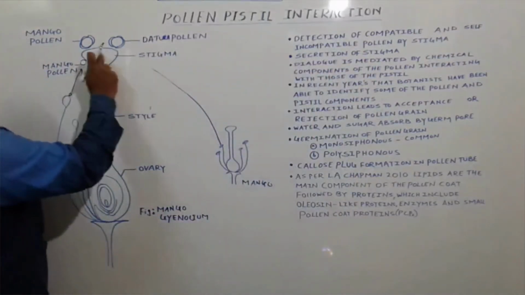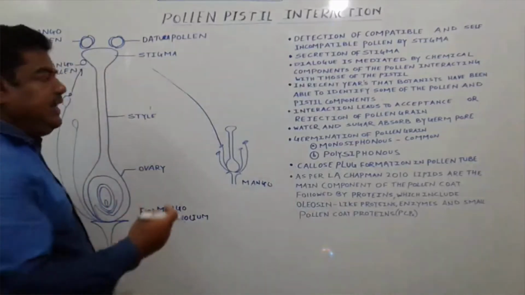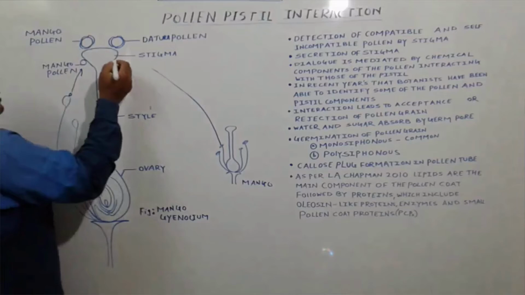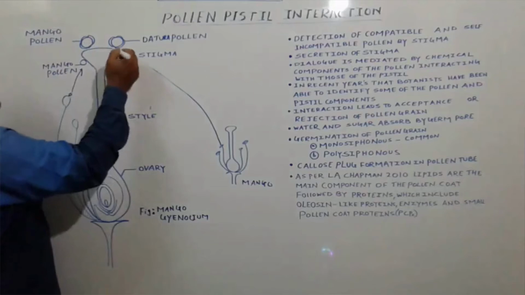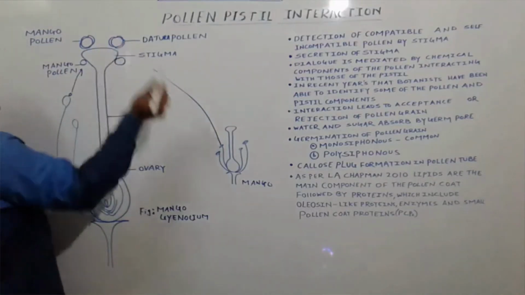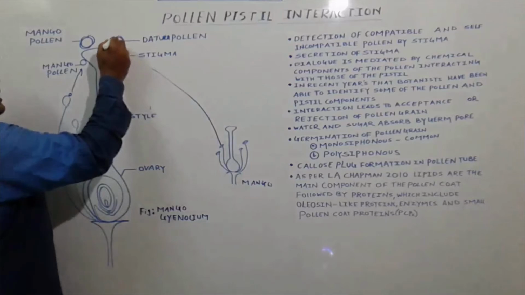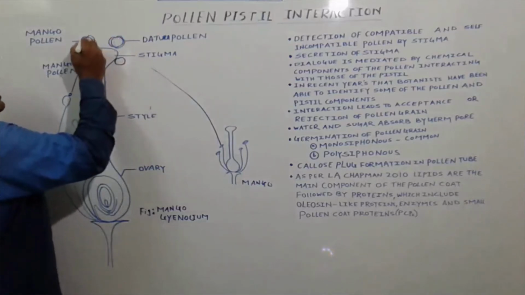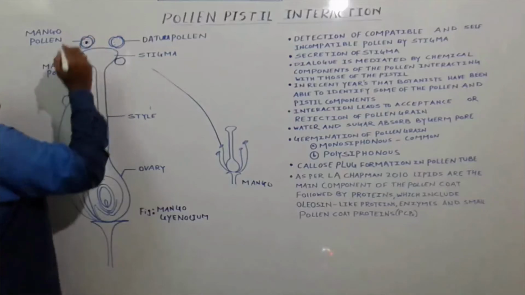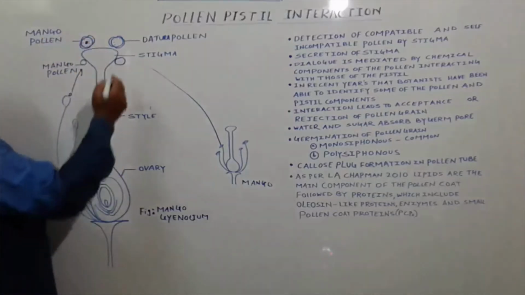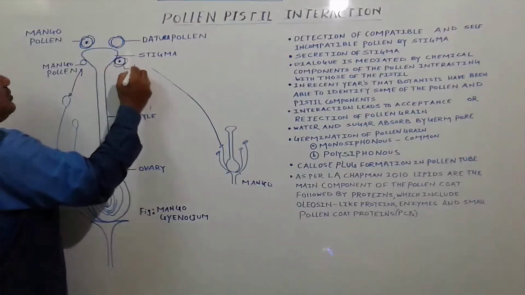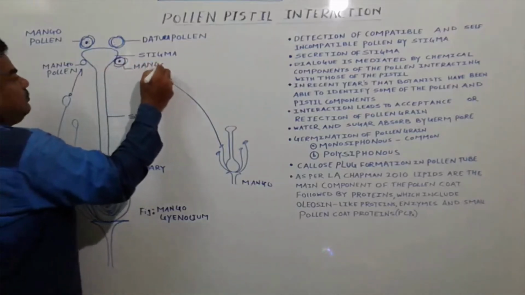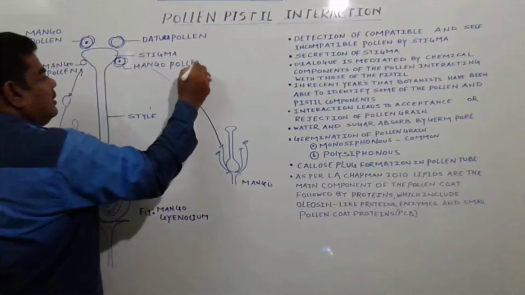Now the stigma has a capacity to detect the compatible pollen grain. This one is a compatible pollen grain of mango, and this one is also a compatible pollen grain of mango. It consists of the intine wall, the exine wall, the plasma membrane, then the cytoplasm, then the nucleus here like this. This one is a mango pollen grain, a compatible pollen grain, and this one is also a mango pollen grain, which is compatible. Both pollen grains are compatible.